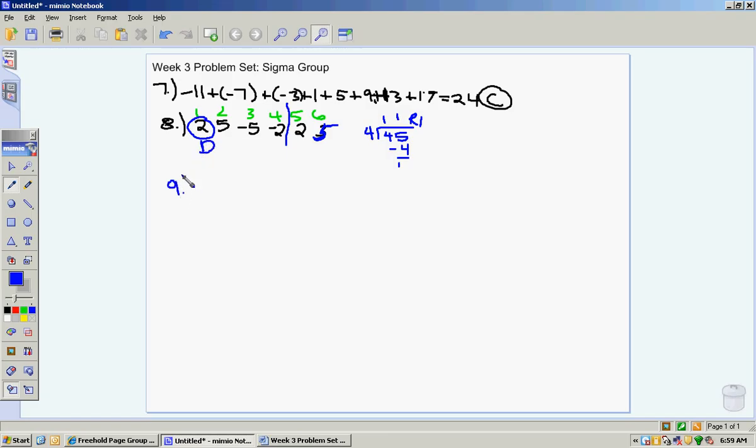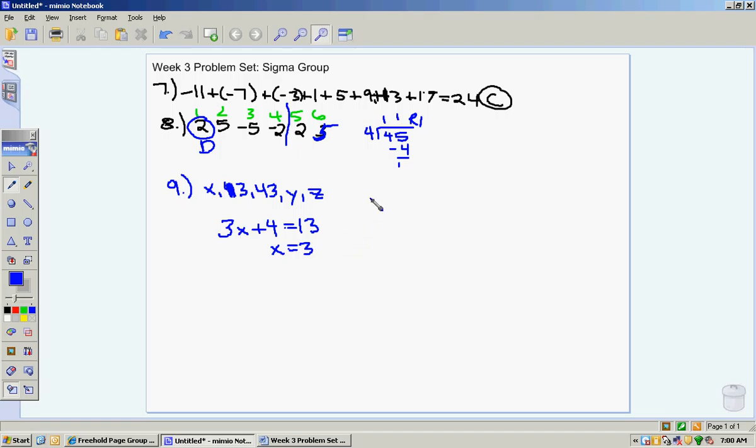Number 9, now we have this sequence: x, 13, and then 43, y, and then z. And it says each term is 4 more than 3 times the previous term. So we're looking at this number x, and we're saying 3 times that number plus 4 has to be 13. So we subtract 4, we divide by 3, and we get x equals 3 for the first term, which is helpful because they want to know in this problem what's x plus z.